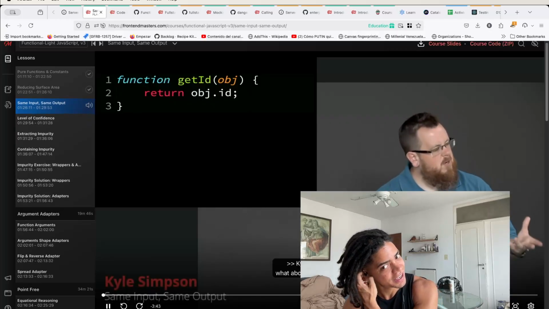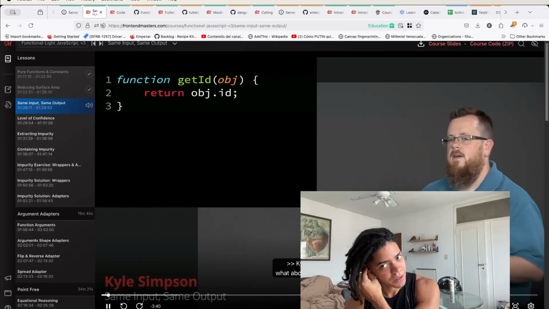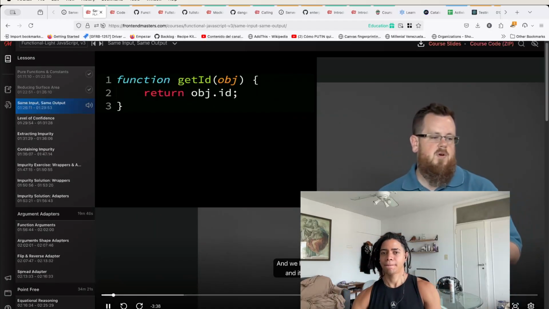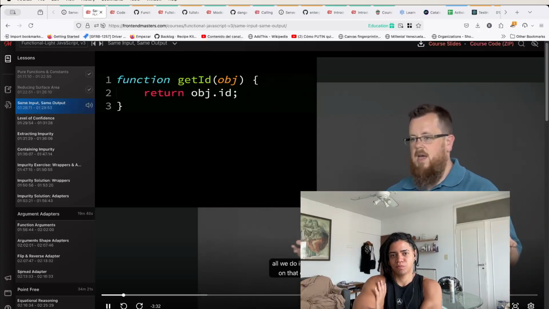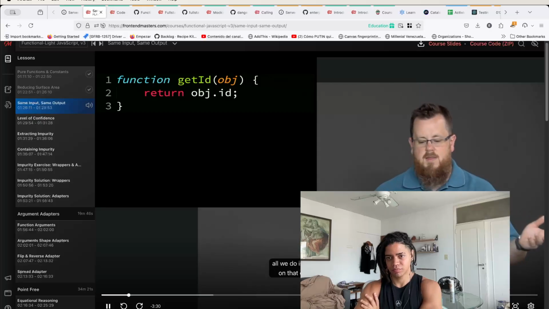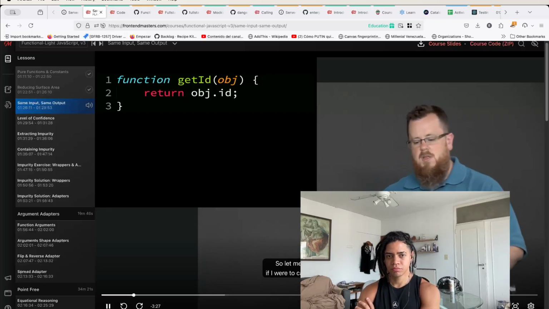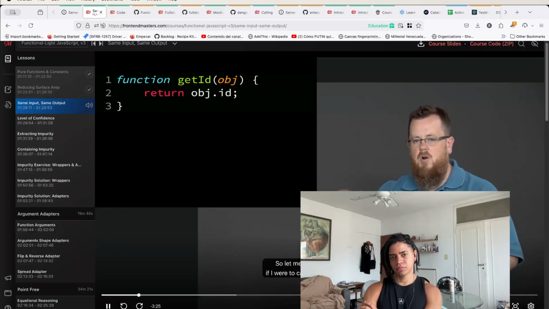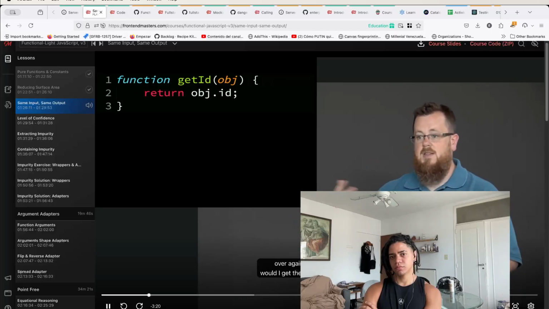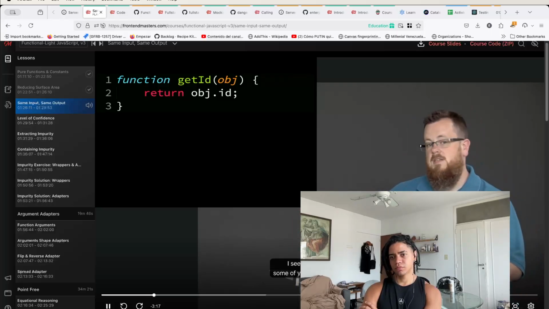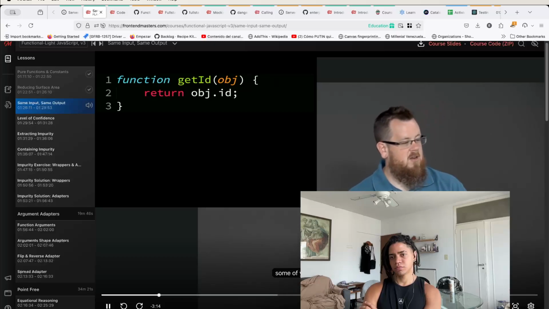Okay, what about this function? getId. And we have an obj parameter. And it looks like basically all we do is access the id property on that obj. So let me ask you this question. If I were to call getId over and over and over again with the same object, would I get the same value out of it? I see different answers. Some of you nodding your head, some of you shaking your head.